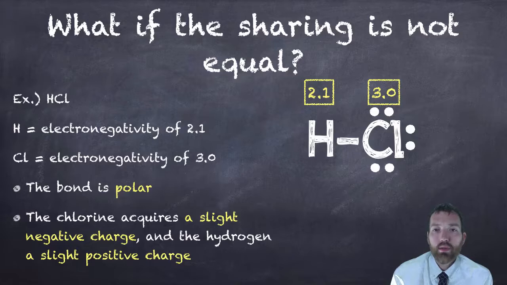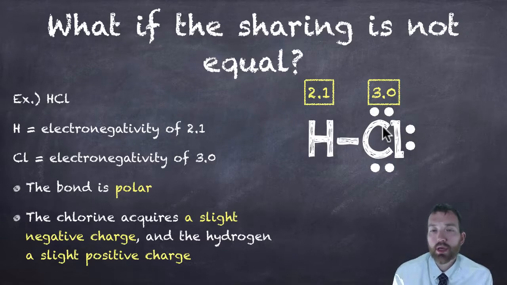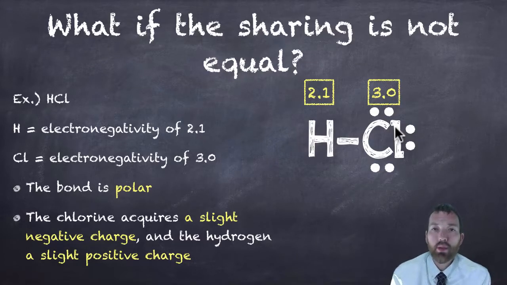So the chlorine is going to acquire a slight negative charge because the electrons that are shared in this bond here are spending more time around the chlorine, and those electrons, remember, are negative, than they are around the hydrogen. As they spend more time over here, this side is going to acquire a slight negative charge. And because the hydrogen is losing one of its electrons for a portion of the time, it's going to acquire a slight positive charge. And those slight charges look like this.